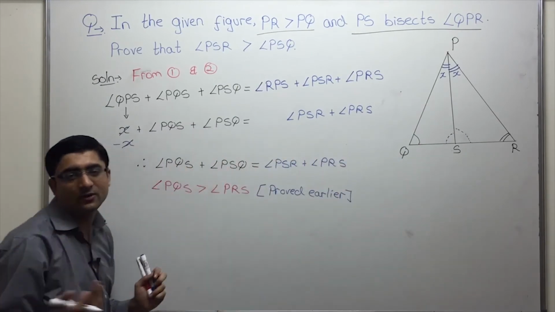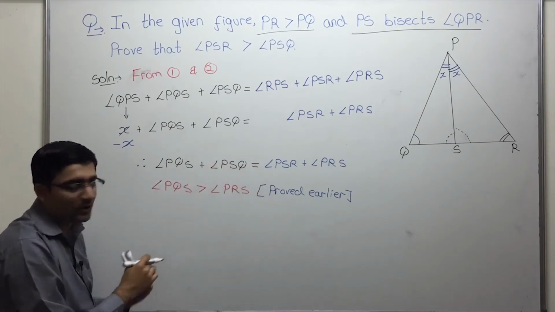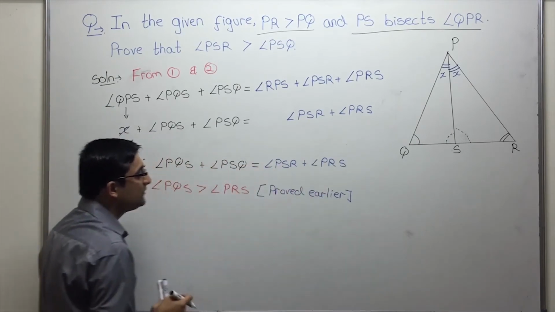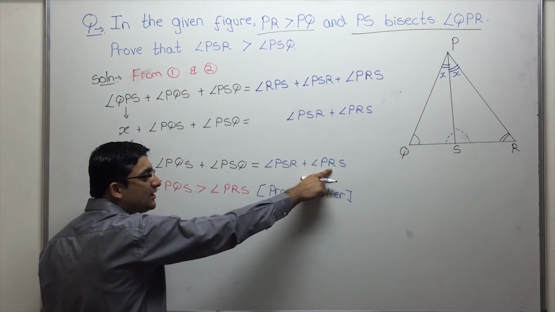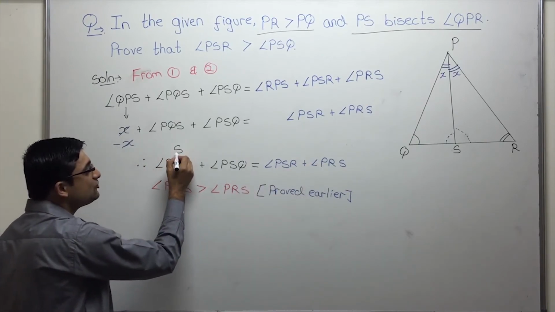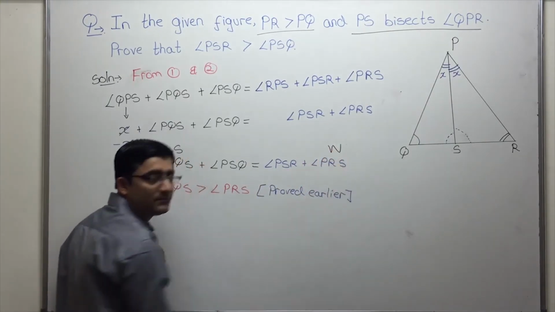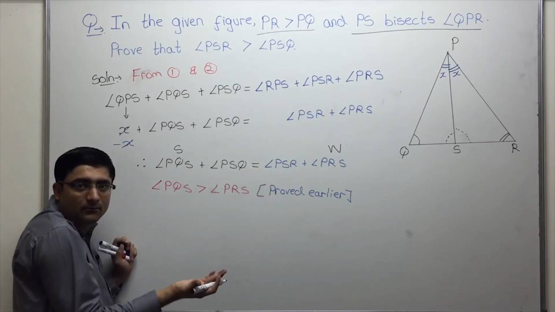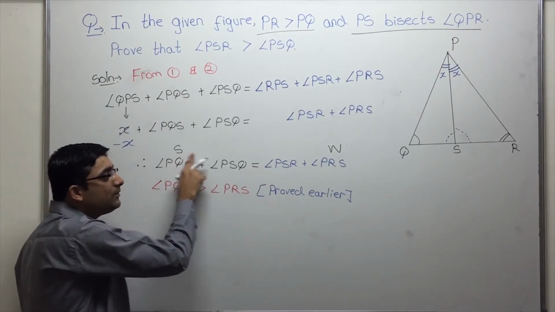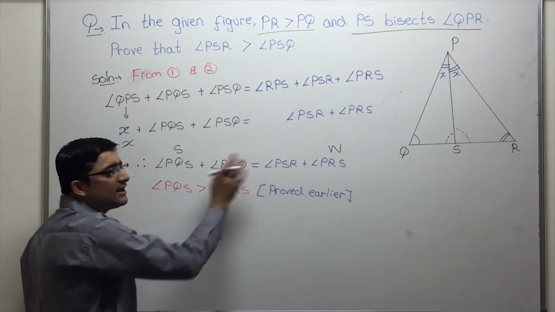See, let me tell you another way of thinking of this. Let's say you're playing a tug of war. So two players over here, two players over here. Now angle PQS is greater than angle PRS. So this player is stronger and this is a weak player. Right? Now for the match to be a level fight, we have one strong player here, one weak player over here. So what can I say about these two?